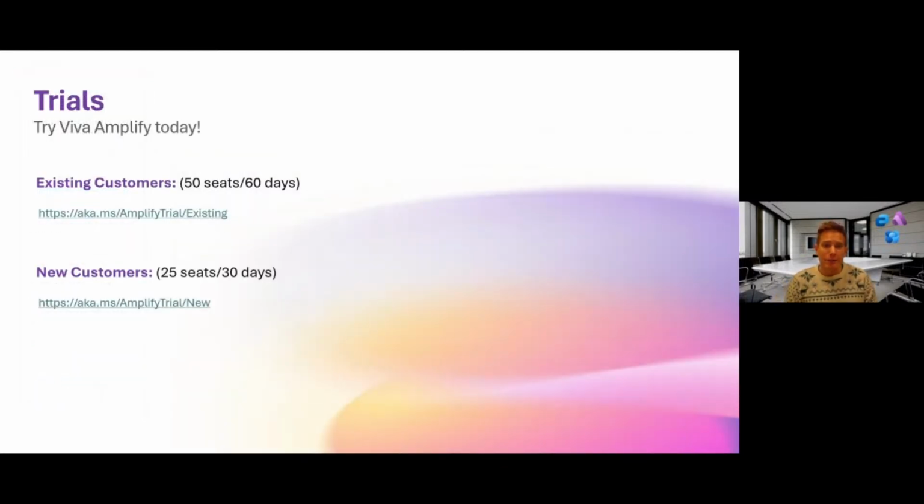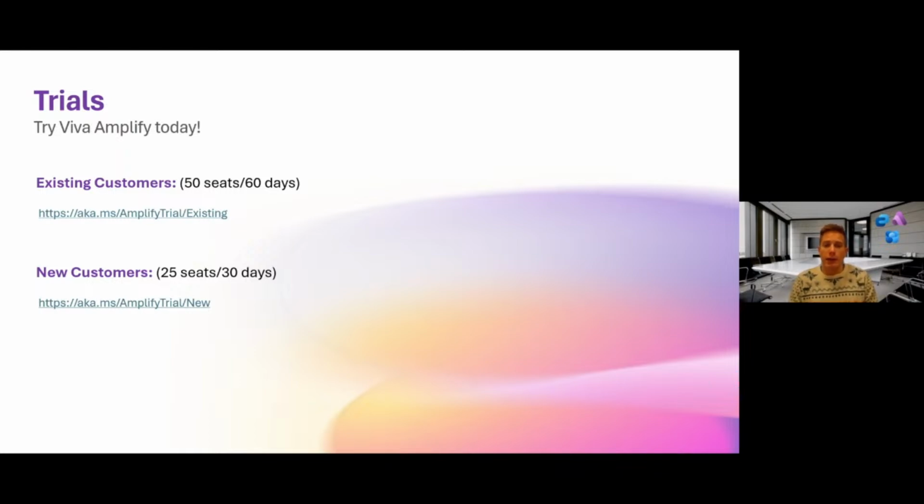If you're interested in Viva Amplify, there's two ways to trial it right now. First, if you are already a Microsoft 365 customer, or if you already have an enterprise license, so let's say you're already working with Teams and Word in your day-to-day, and having access to SharePoint is a great way to judge if you're an existing customer, then please follow this link, aka.ms/amplify trial/existing, and that will give you 50 seats for 2 months to try it before you buy it, publish campaigns, and get access to it.